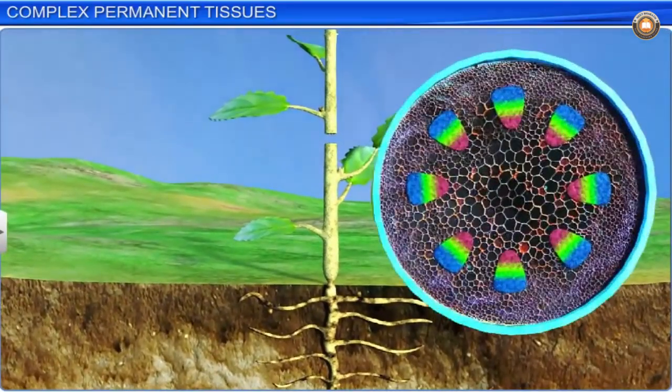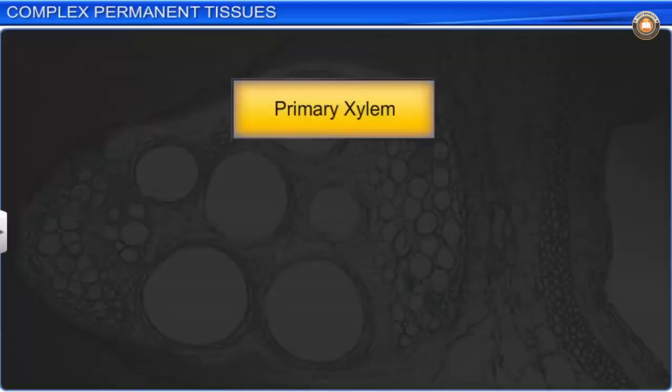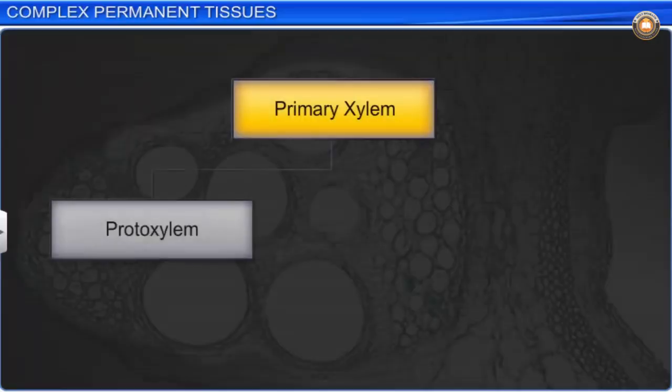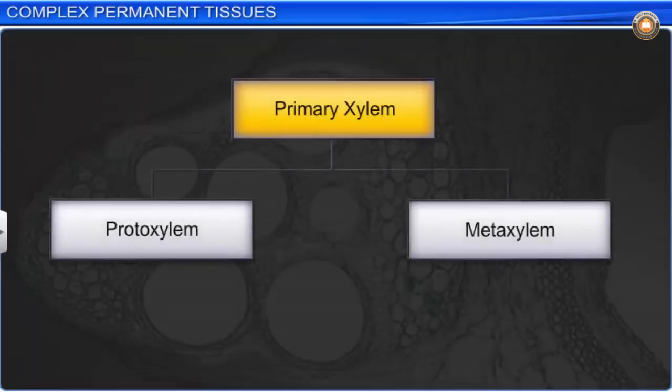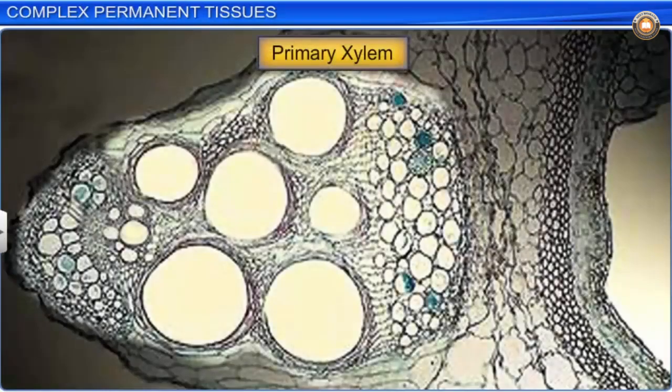We'll now learn about primary xylem, which consists of the young cells produced from meristematic tissues by the differentiation process. Primary xylem is of 2 types: protoxylem and metaxylem. The primary xylem elements formed in the beginning of a plant's life are known as protoxylem. On the other hand, the primary xylem elements formed in the later stages are known as metaxylem.